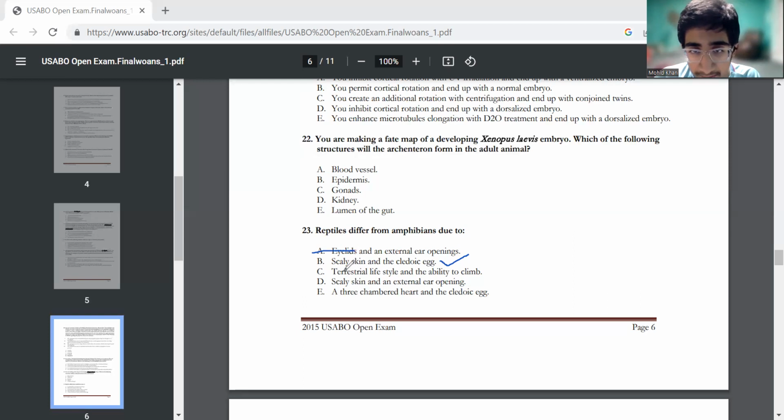Terrestrial lifestyle and the ability to climb. That's not really something that would be a correct answer, because reptiles and amphibians technically both live in terrestrial environments. Amphibians do spend some time in the water, but they can also live on land. Scaly skin, so that we know is correct. And then an external ear opening.